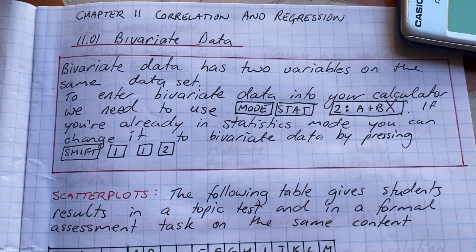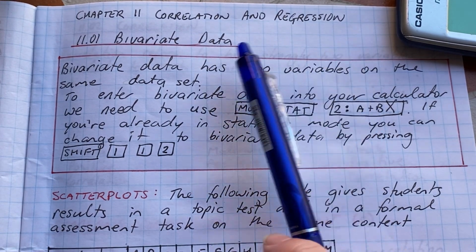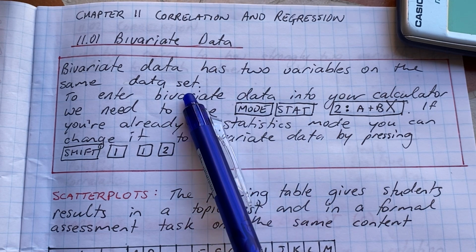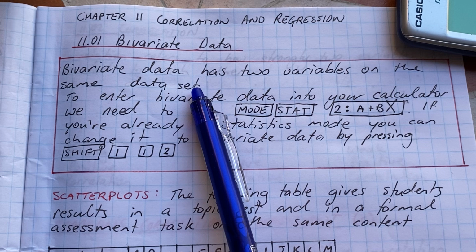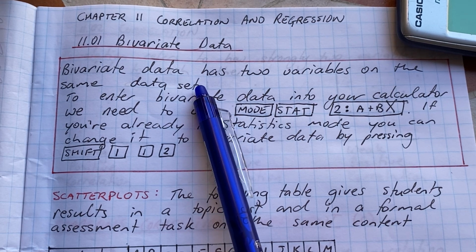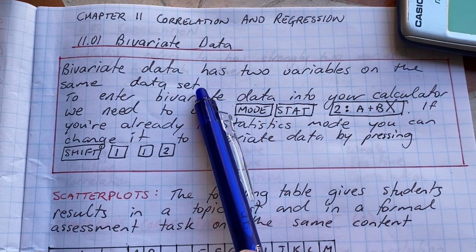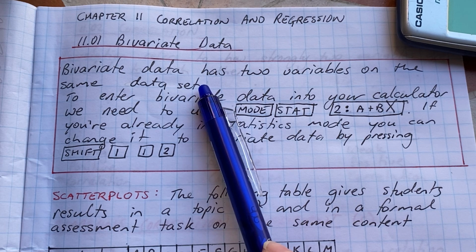Chapter 11 is about correlation and regression. So 11.01 is called Bivariate Data. It's about where you've got two variables in the same data set. In our previous statistics chapter, we only had one variable. We now have two variables, and we might want to compare those two variables.